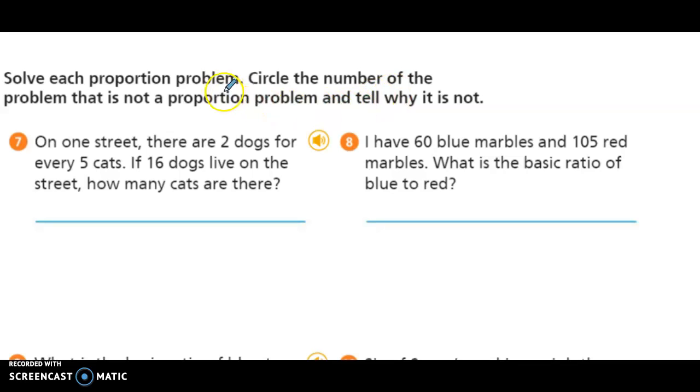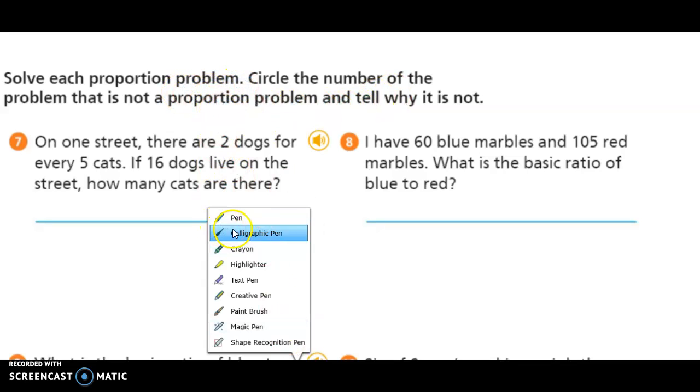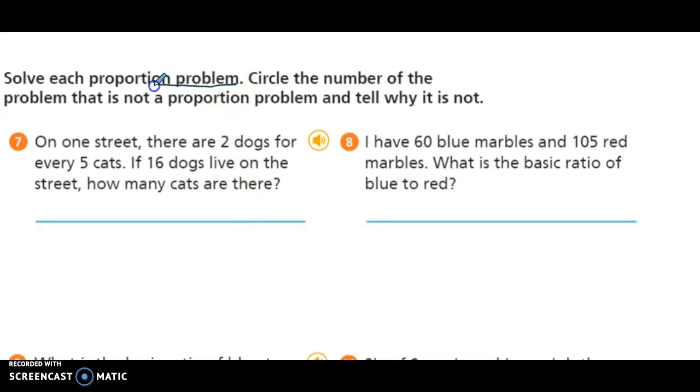Solve each proportion problem. This is really cool. Just the directions themselves tell us this is a proportion problem, so I know automatically I can set up a proportion. I can make it look like a factor puzzle if I need to, draw the boxes or not, totally up to you guys. But in this lesson, I'm going to talk about something called cross product solving.